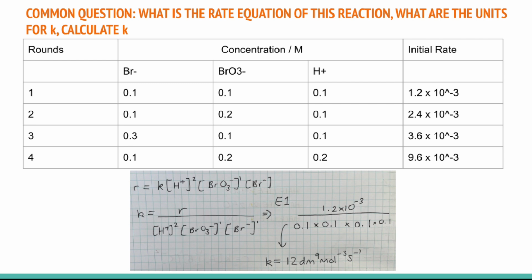And to work out the units for K, you repeat this substituting process. However, instead of substituting numbers in, you substitute the units in instead. And in the end, it works out to be 12 dm^9 per mol^3 per second.